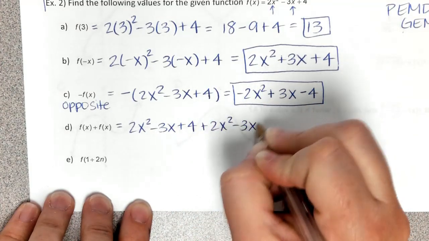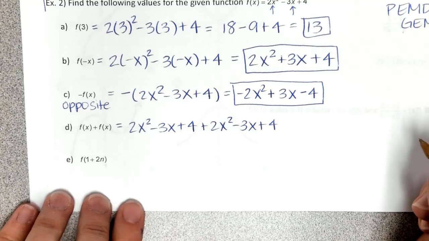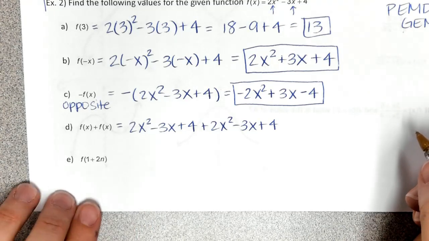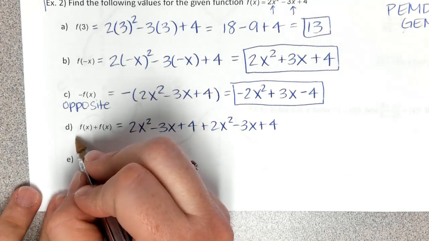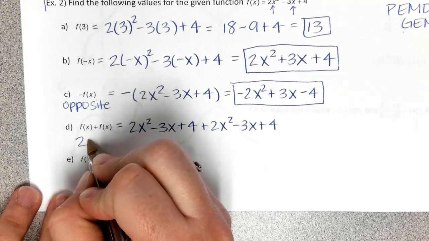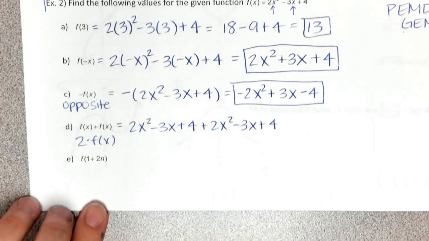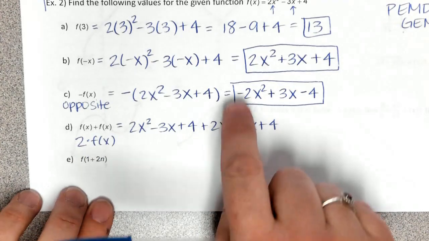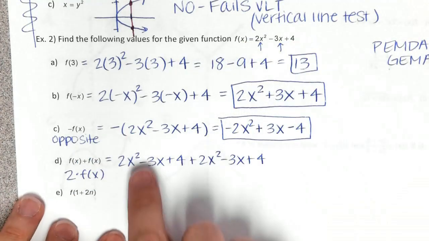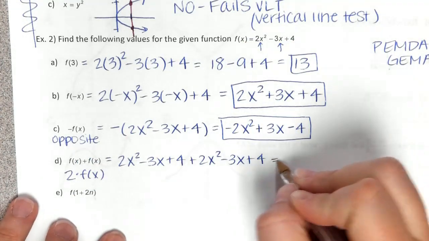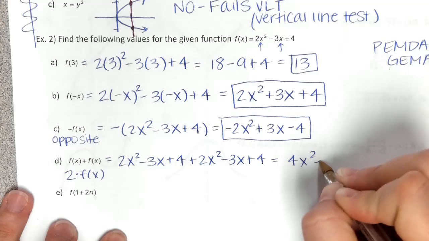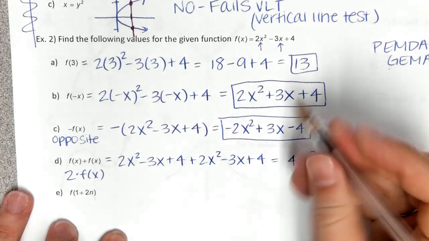Okay, we're going to combine like terms. Effectively, this is the same as doing what? It's like multiplying the whole function times 2. So you could either double every term, or you can combine your like terms, and we get 4x squared minus 6x plus 8.